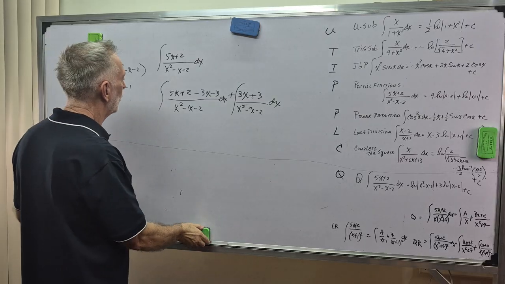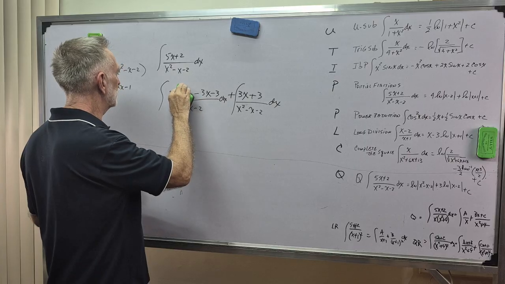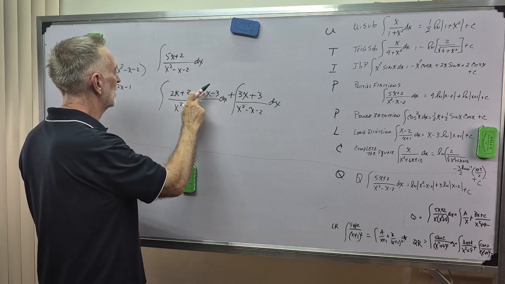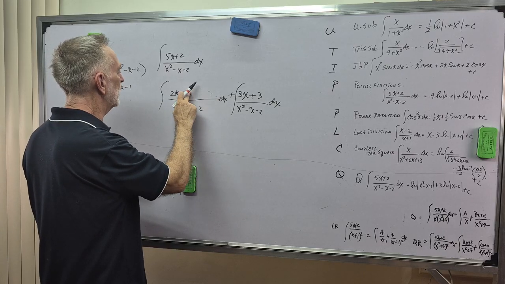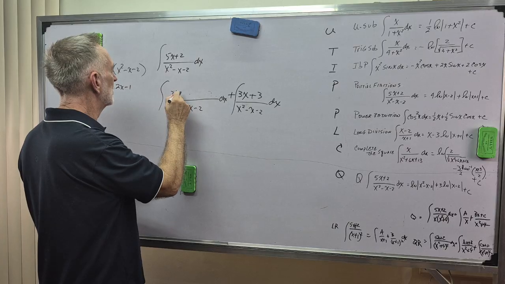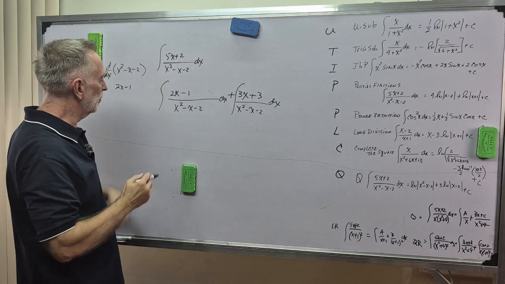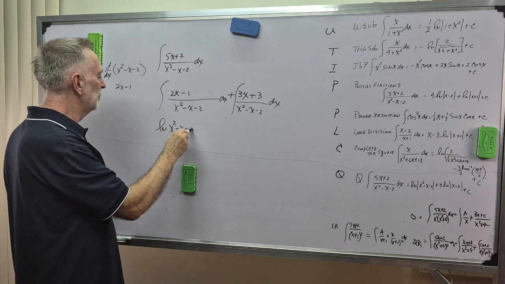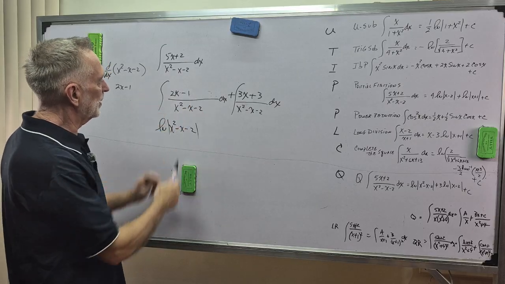So 5x minus 3x gives me 2x. Okay, that's 2x. 2 minus 3 gives me negative 1. 2x minus 1 is the derivative of that function over the function. So that's the natural log of x squared minus x minus 2. Okay, so we're through with that piece.